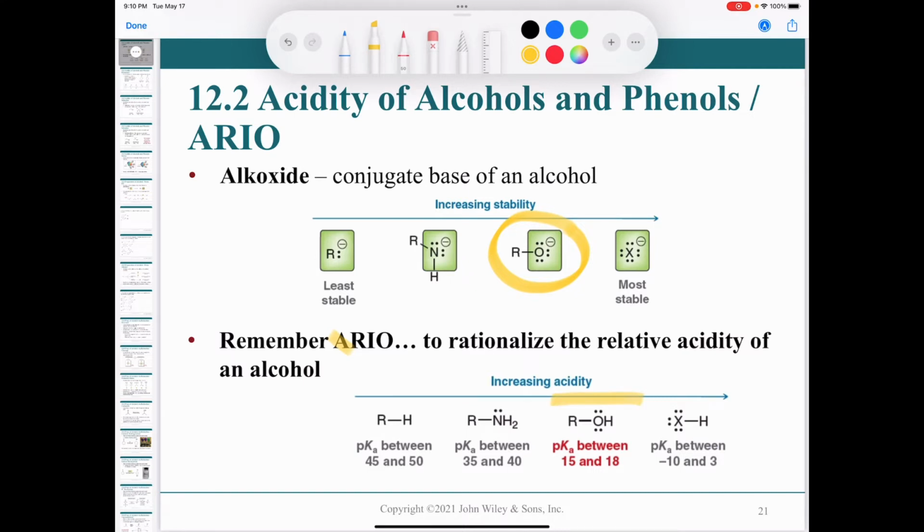And so you need to know that the pKa of an alcohol is somewhere between 15 and 18. We can see that an amine is somewhere around 35 to 40. An alkane goes all the way up to 50, so between 45 and 50. And of course, the haloacids have low pKa's from -10 to 3.